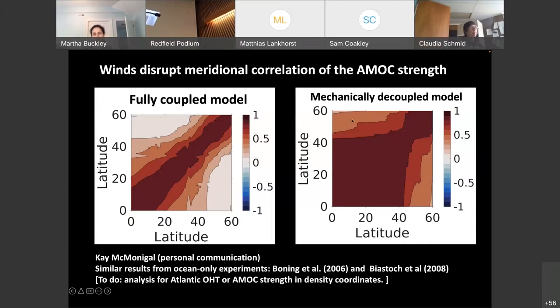So what you can see is in the mechanically decoupled model, there's very high meridional correlation of the AMOC. And in the fully coupled model, which also includes the wind-driven AMOC variations, this meridional coherence is decreased substantially. This agrees with prior results of Bonin et al. and Buckley et al., which were done in an ocean-only framework.